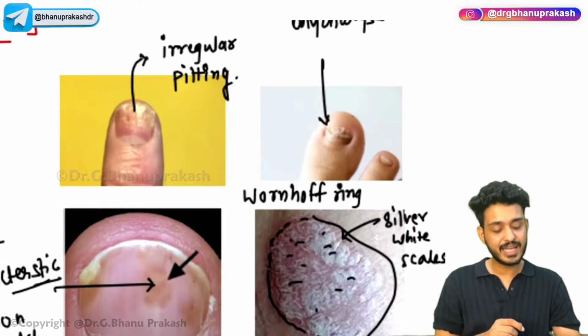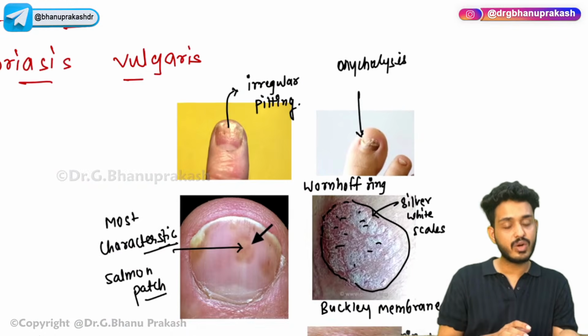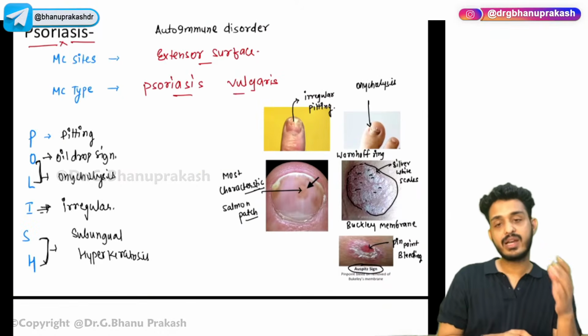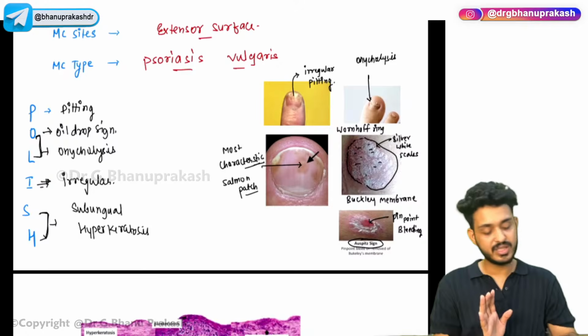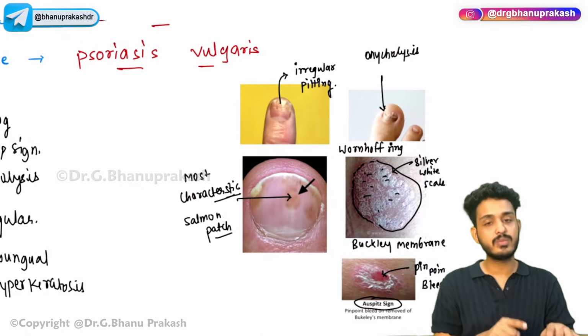You will be having this type of nail deformities. Okay, distorted nail you will be finding. I for irregular pitting will be there. S and H will be subungual hyperkeratosis. You cannot get any question wrong from this particular slide.